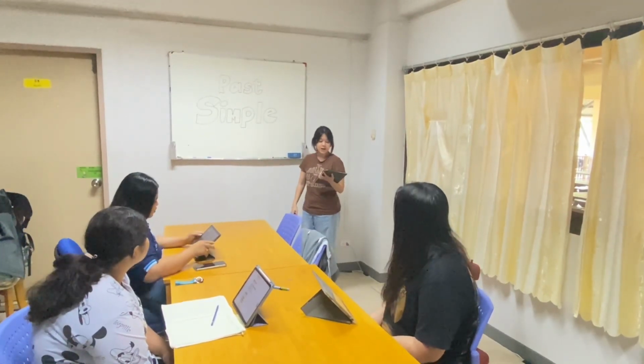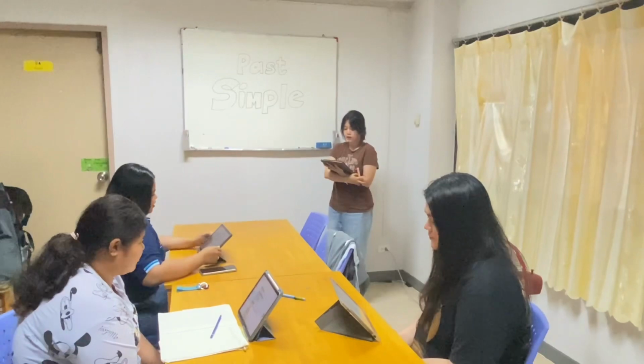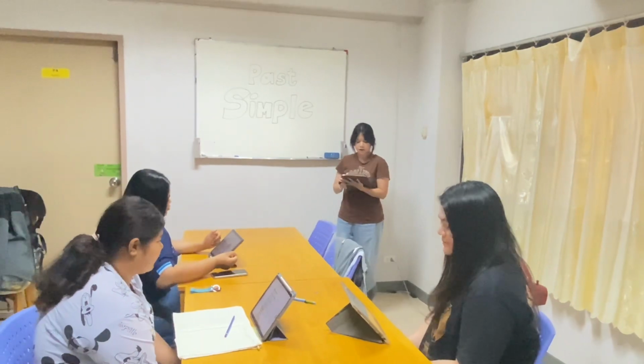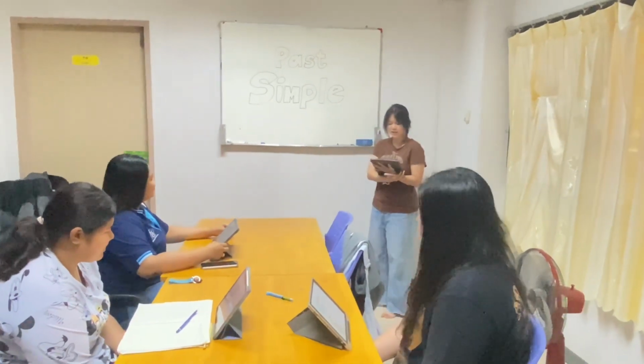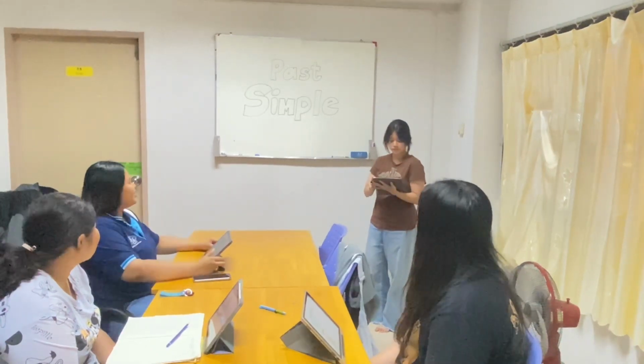Today, we will learn about the past simple tense. Do you know what past means? Something that has already happened. Can you give an example of something that has already happened? Yesterday. For example, has Christmas passed? Yes, it has passed. Now, does everyone know the past simple tense is about things that happened in the past? Is that correct? Yes.